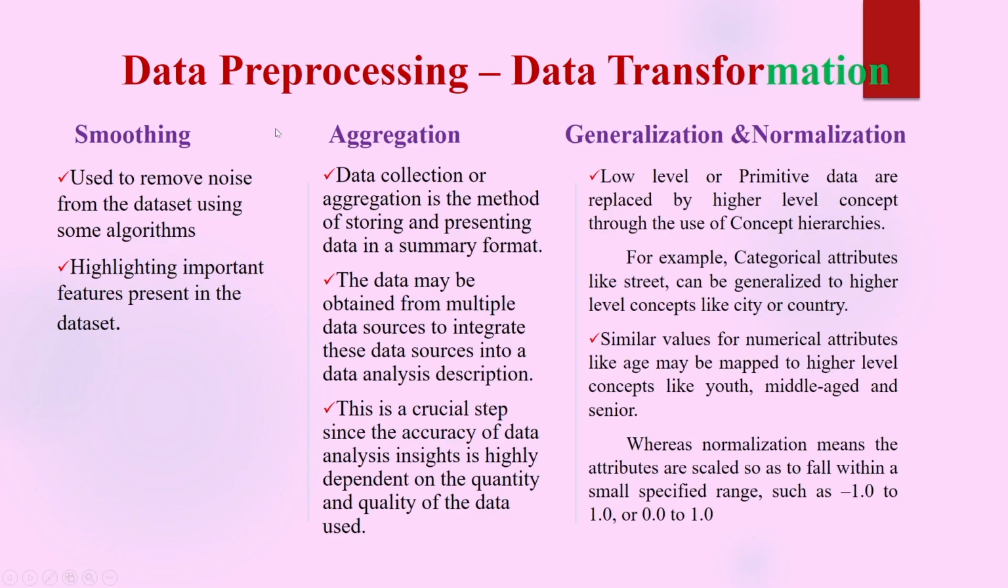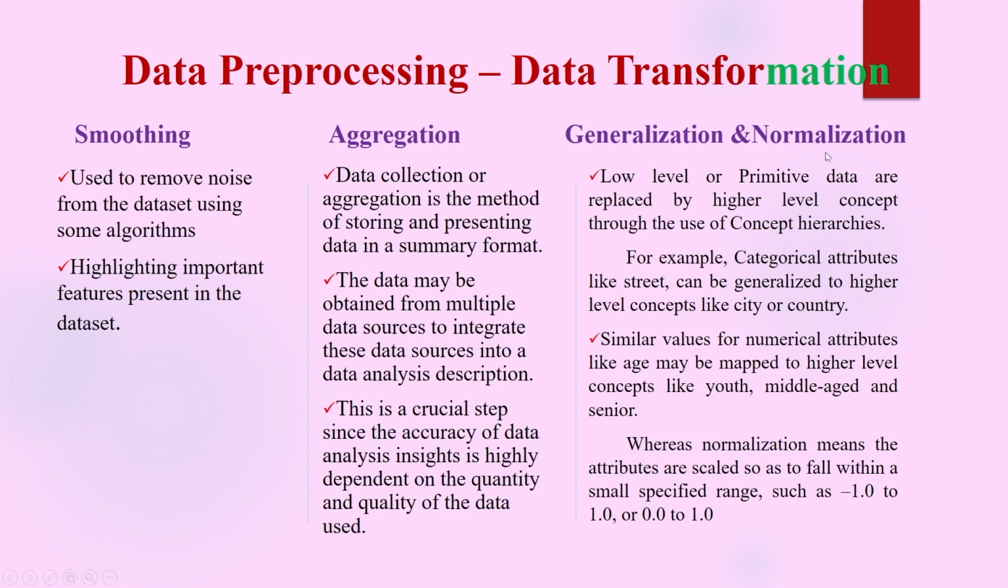In data pre-processing, through this transformation we apply smoothing, aggregation, generalization and normalization techniques. Smoothing is nothing but the binning method, where we remove the noise from the data set using specific algorithms, and aggregation is collecting all the data together to present in a summary format, which improves the accuracy of data analysis.